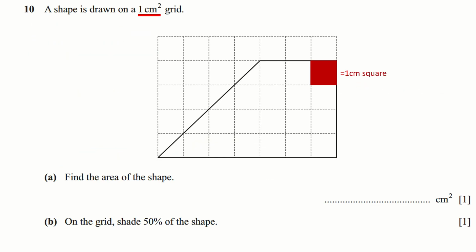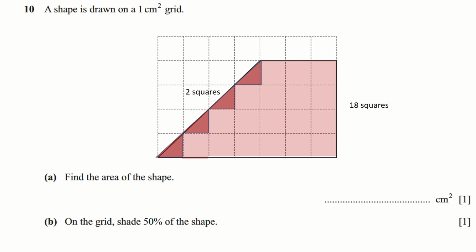Number 10. A shape is drawn on the 1 centimeter grid. So each square is equal to 1 square centimeter, and we just have to calculate the number of squares. Now we have 18 full squares and 4 half squares make up 2 squares. 18 plus 2 is equal to 20.